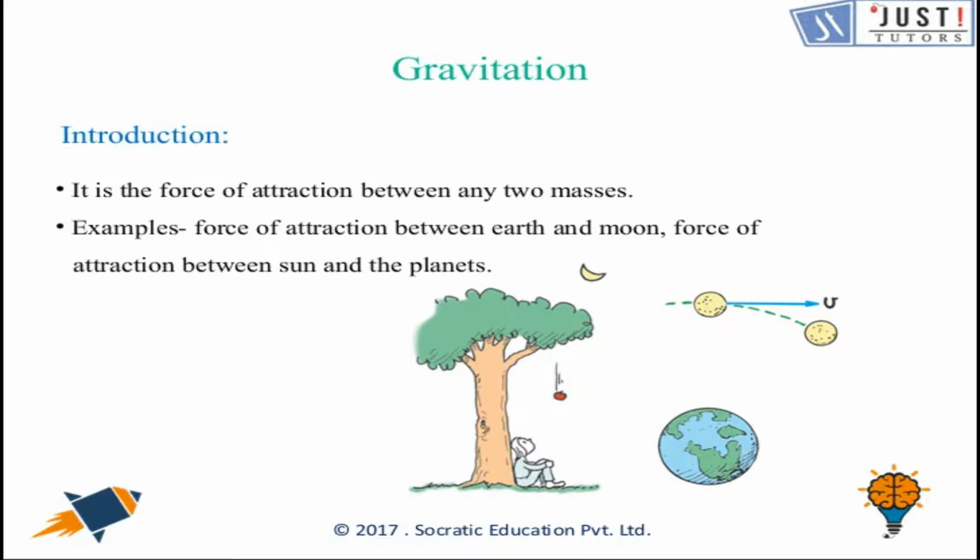Before Newton, scientists believed that things fell on Earth as it was their inherent property. At astronomical level, this force has an important role as the masses are huge. So, we can say gravitation is a force of attraction between any two masses. For example, force of attraction between Earth and Moon, force of attraction between Sun and other planets, force of attraction between an object and the Earth, between any two objects.